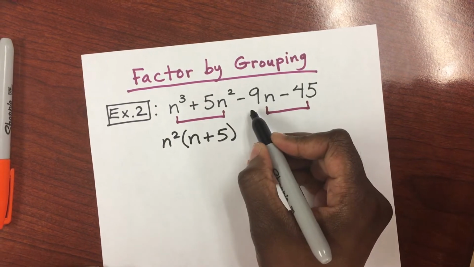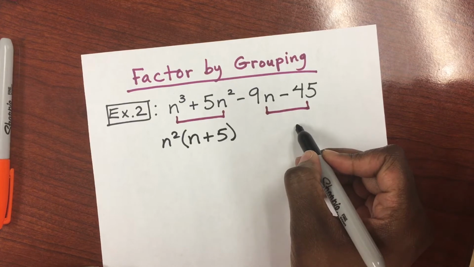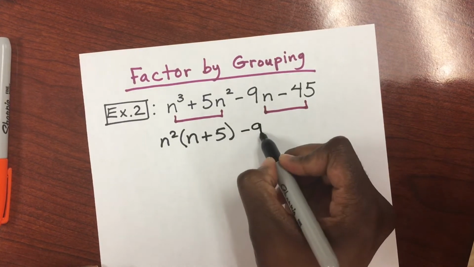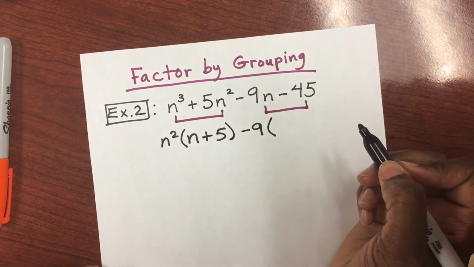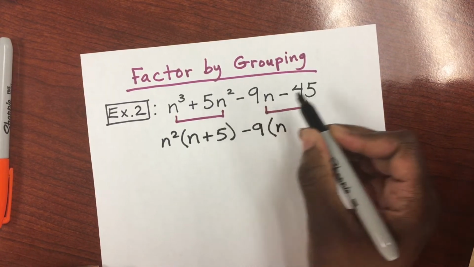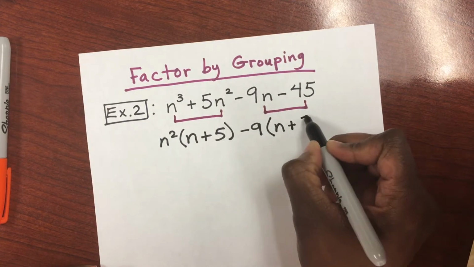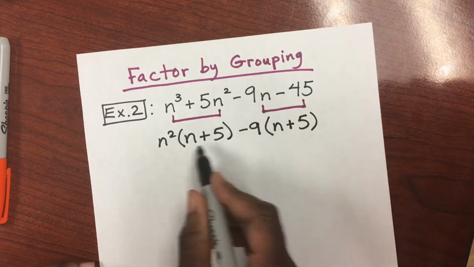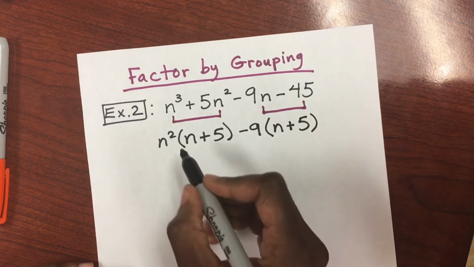Then we're here, we want this factor to be the same as this one, so we want to actually take out negative 9. When we factor out negative 9, what do we have left? We have n times negative 9 gives us negative 9n. Negative 9 times positive 5 gives us 45. Now these two factors are the same. So what do we have left?